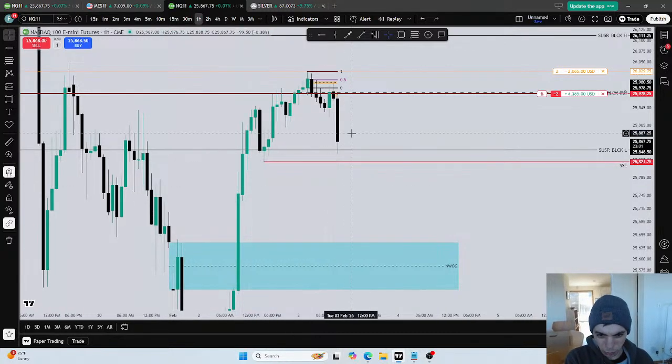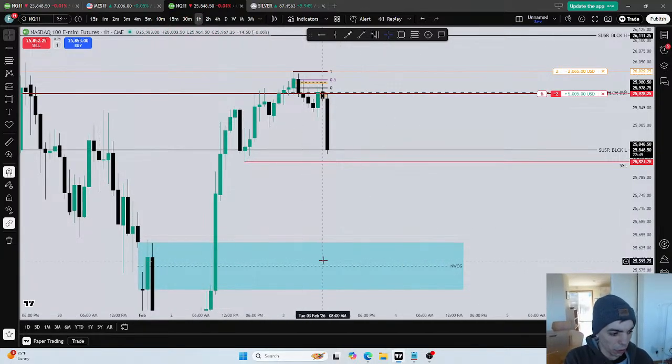Okay, so if we can close below this suspension block level, we should reach for this swing low, then this gap, and then come back down and retrade back into the new week opening gap.